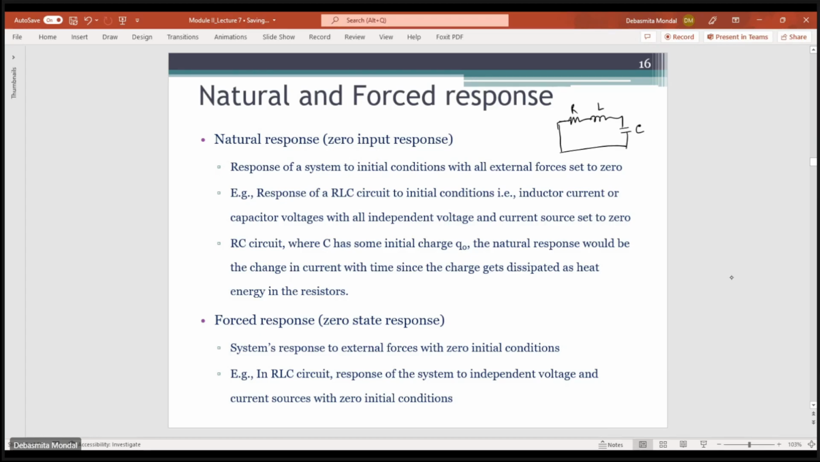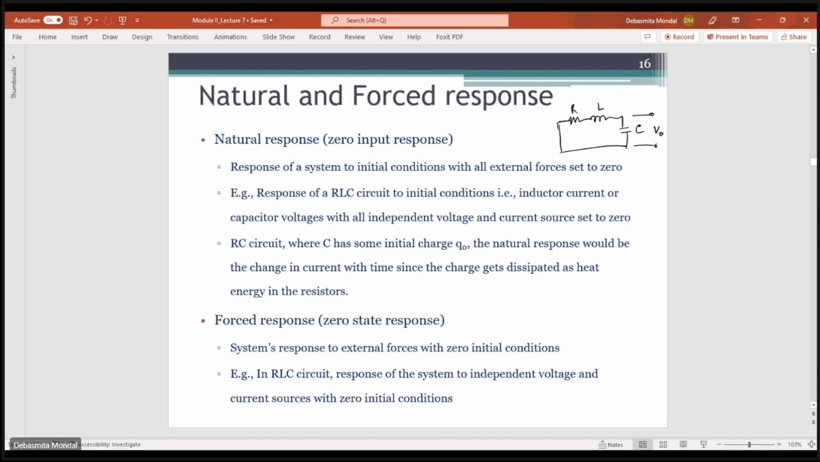output, let's say you are trying to see the output across this capacitor. If you want to see how the voltage is varying across this capacitor, then this will be known as the natural response. So natural response is, in other words, equivalent to a zero input response. Zero input response means that only the decay or change in the output signal because of whatever initial condition is present in the system, that is known as the natural response.